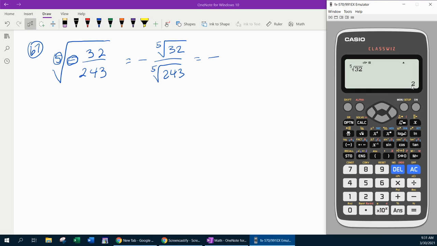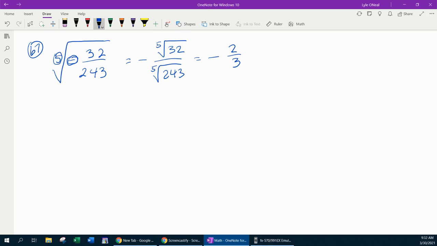Yay! So it's a nice number. It has an exact solution. And then let's do the fifth root of 243. So again, that's Shift and X to the whatever. And we want the fifth root of 243. And that's 3. Nice. So now we know that that's going to be negative 2/3. So our answer to this problem is negative 2/3.